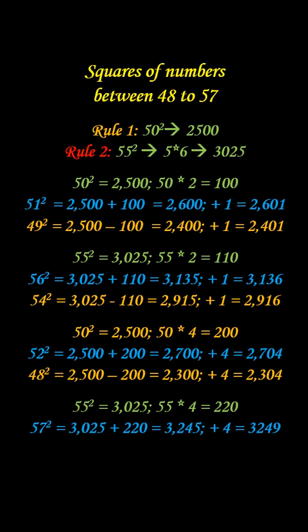Let us see for 57. 55 squared is 3025 and 55 times 4 is 220. So 3025 plus 220 is equal to 3245. Plus 4 we get 3249. And 53 squared is 3025 minus 220. We get 2805 plus 4 is 2809.